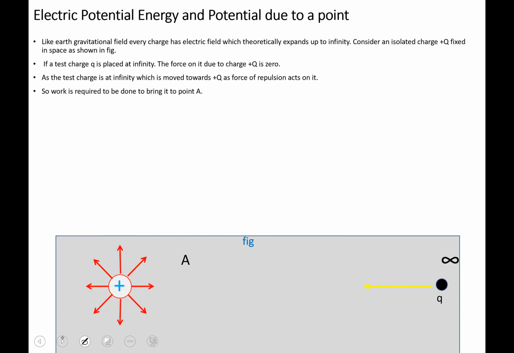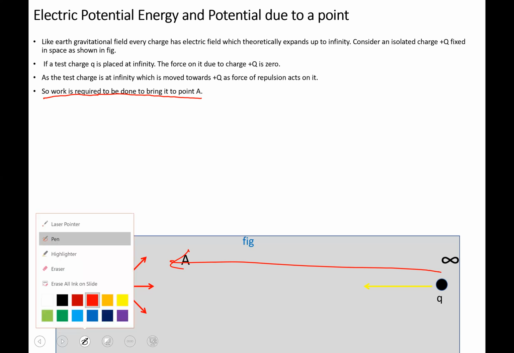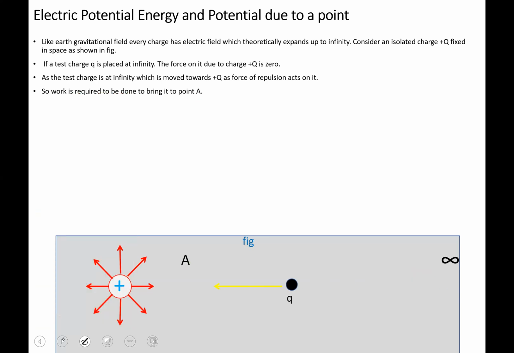So work is required to bring it to point A. That means we have to apply some work on it so that it moves from, let's say, infinity closer to this isolated charge Q, because they both repel each other. So here is the work done on this test charge q. We brought it to point A.